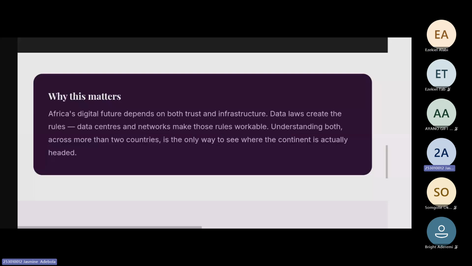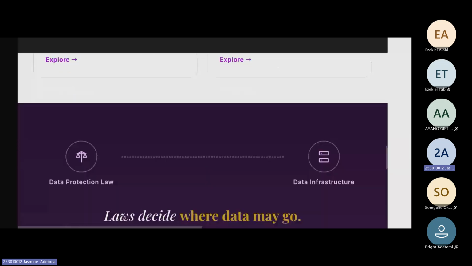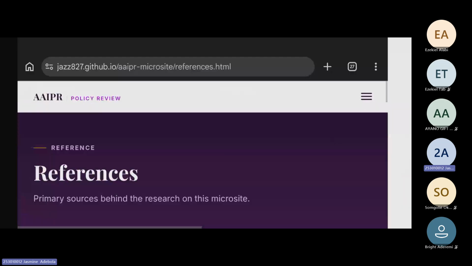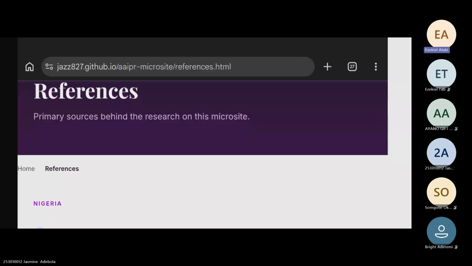And then there's my glossary of terms. It just explains what I've talked about and words that might not be understood. And these are my references, the primary sources behind my research on my microsite. Okay, thank you for listening to me.